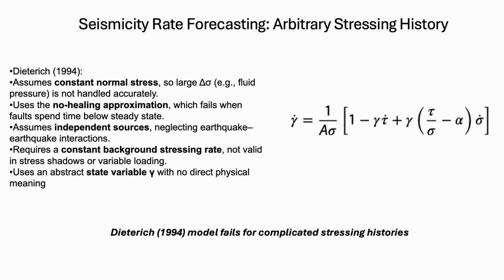And the way he constrained this state variable is using this partial differential equation over here, which he formulated based on some extensive mathematical calculations and assumptions. So the Dietrich 94 model fails for complicated stressing histories, and we need to modify and update that and find a more meaningful formulation.